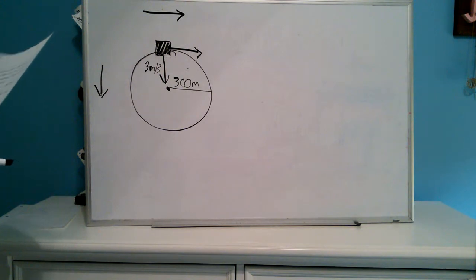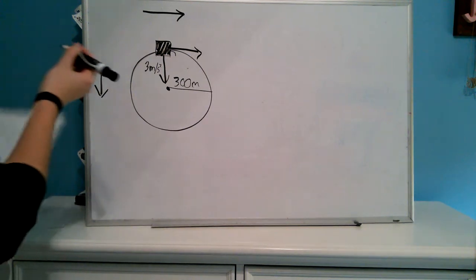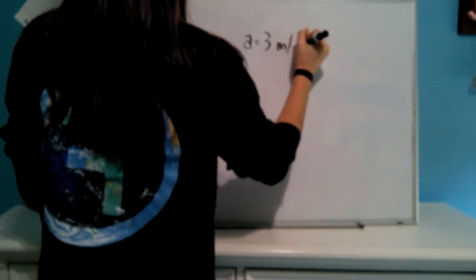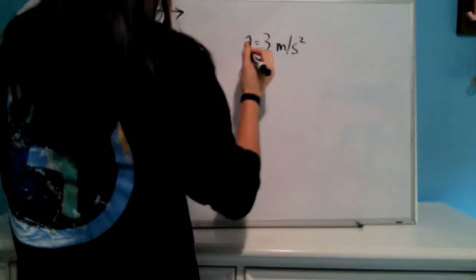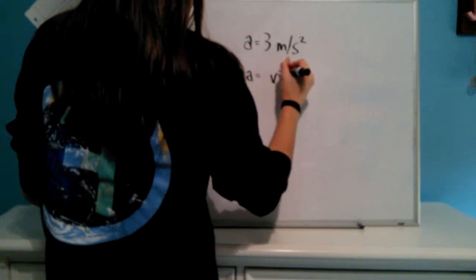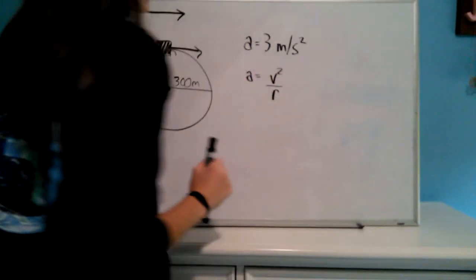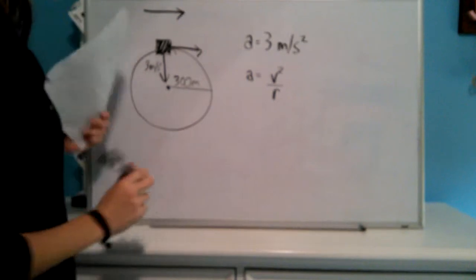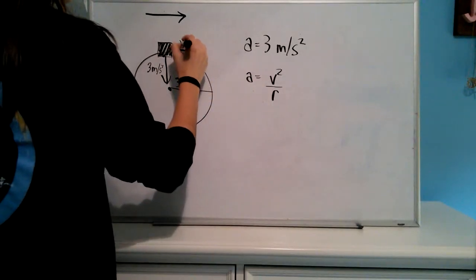Okay, so it's asking us at what speed is the object moving. When it says speed, it's just talking about your tangential velocity. We know acceleration is equal to 3 meters per second squared. But we also know that the equation for centripetal acceleration is tangential velocity squared over radius. Well, that's perfect because we are looking for this tangential velocity right here.